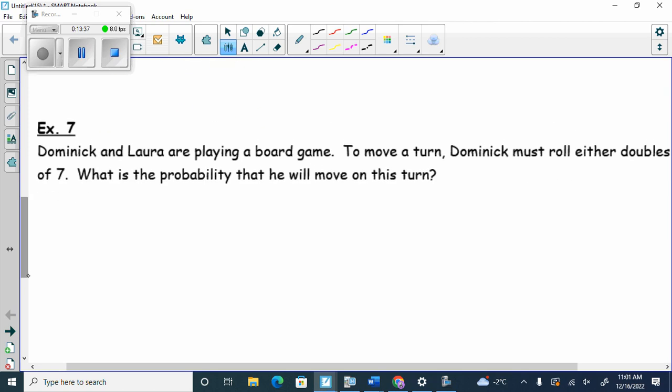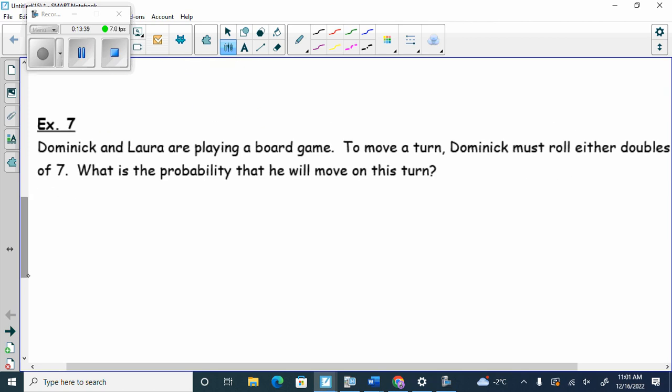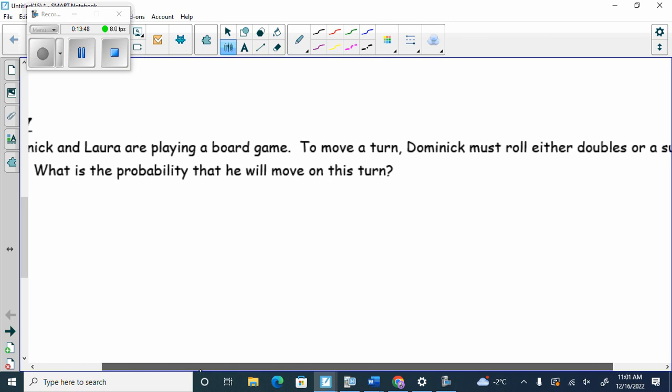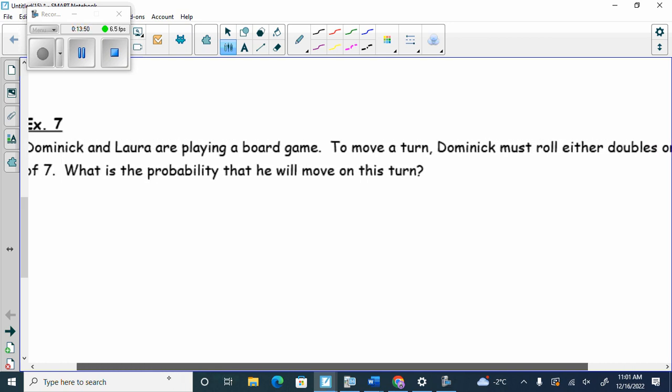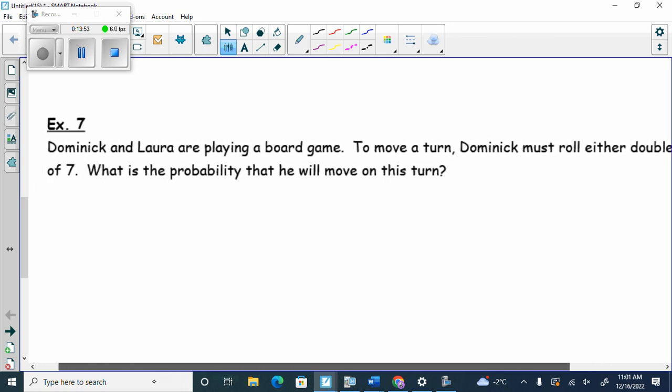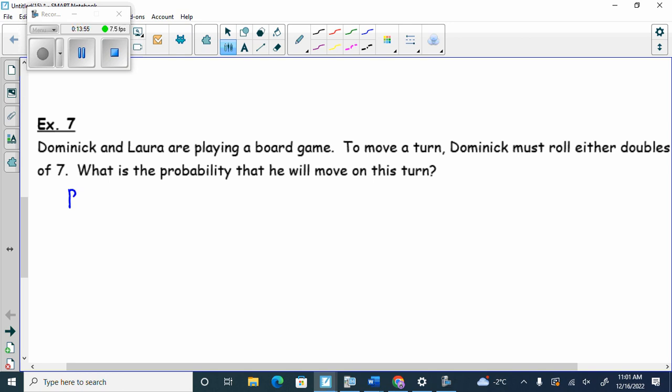Now this one, it's an array. What they should say here is I take 2 dice, 2 6-sided dice, and I roll them at the same time. Dominic and Laura are playing a board game. They take 2 6-sided dice. They roll them at the same time. To move a turn, Dominic must roll either doubles or a sum of 7. So I'm thinking, okay, probability of doubles or a sum of 7.